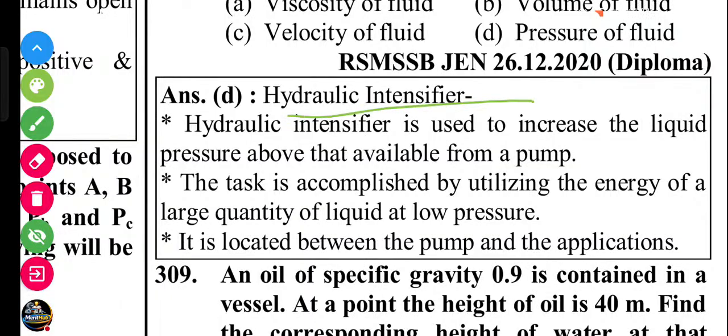Hydraulic intensifier is used to increase the liquid pressure above that available from a pump. The task is accomplished by utilizing the energy of a large quantity of liquid at low pressure. It is located between the pump and the application.